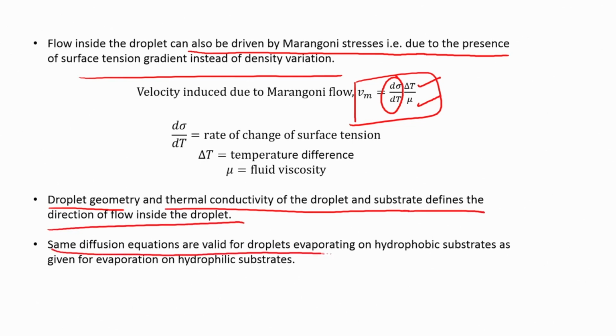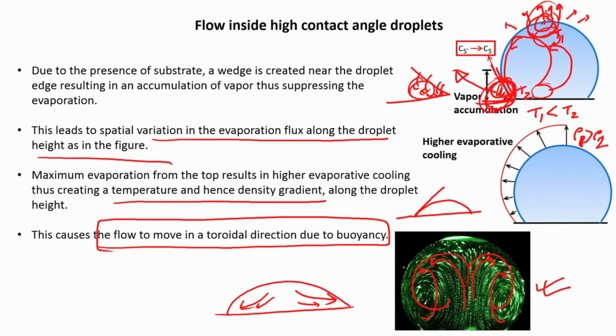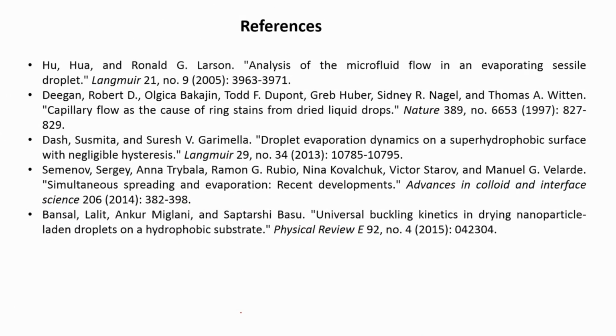The same diffusion equations are valid for hydrophobic as well as for hydrophilic droplets. There are no changes in that, and the solution is given by Popov. But if you are interested in knowing what happens within the droplet regarding the flow, this flow field is more recirculating and this flow field is more radially outward moving. Okay. So, this is the big change, and you can study a few of the papers if you have the time. Including our own work, there is the seminal work done by Deegan, which was published in Nature, and there has been some work done by Professor Suresh Garimella, then Semenov's paper, and Popov's paper.